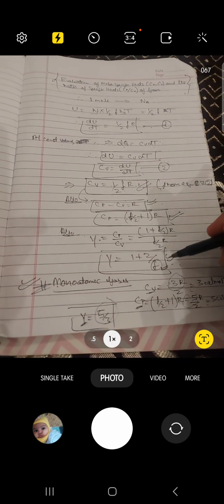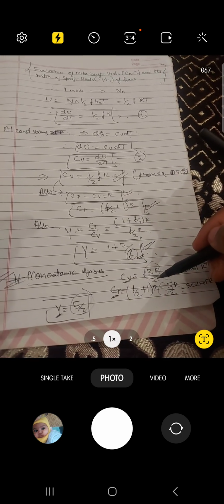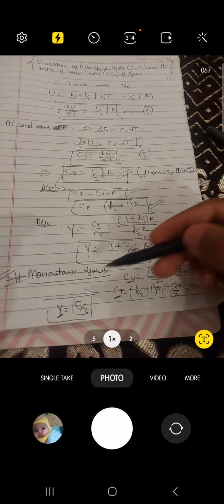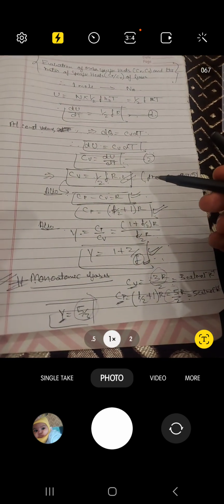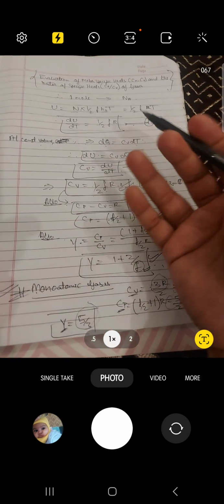Just make short notes about this. Okay, and the Cp and Cv, what is Cp for the monatomic gas, what is Cv for monatomic gas, and what is the value of gamma for monatomic gas. Okay, for diatomic gas that you can do on your own, as I told, for polyatomic also.